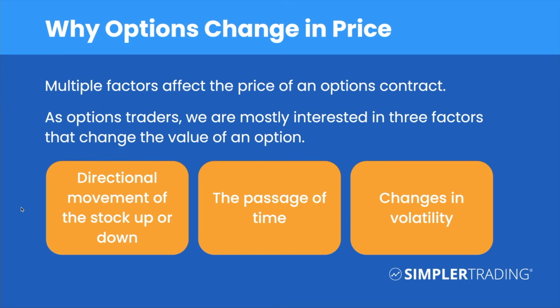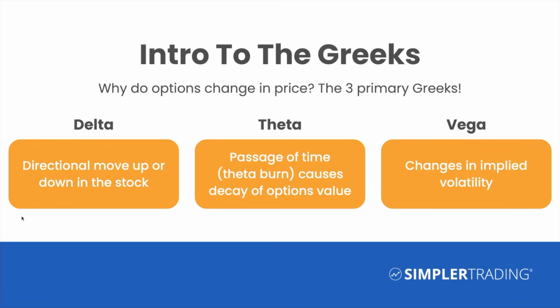Why do options change in price? Multiple factors affect the price of an options contract. As options traders, we are mostly interested in the three factors that change the value of an option: the direction of movement of the stock going up or down, the passage of time, and also changes in volatility. Each one of these has a Greek symbol that represents it.